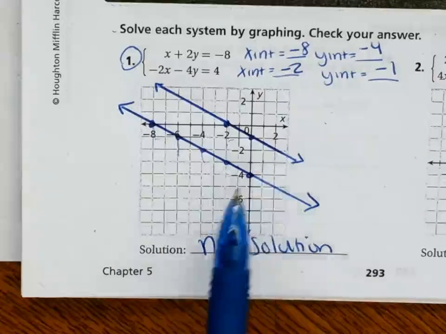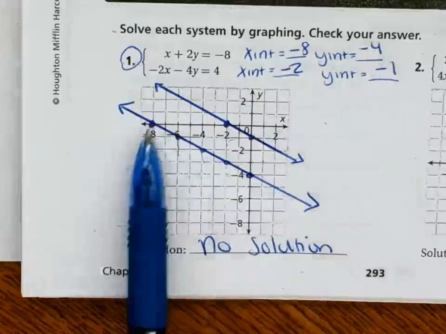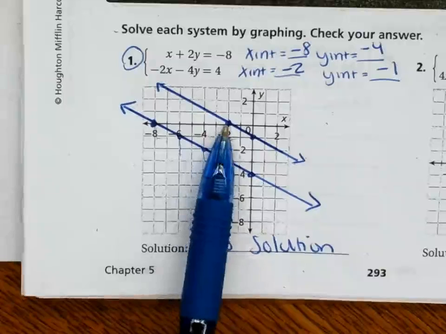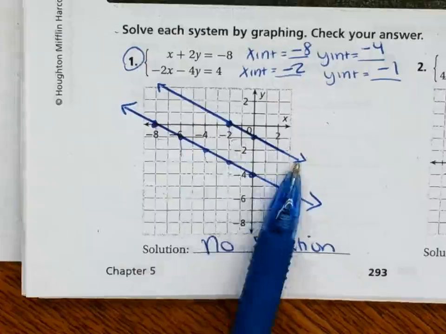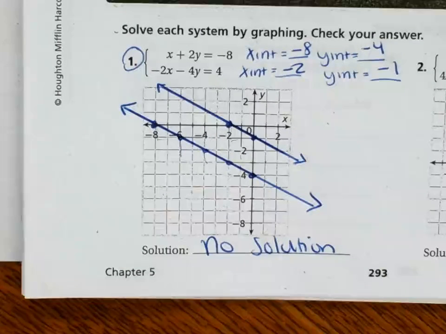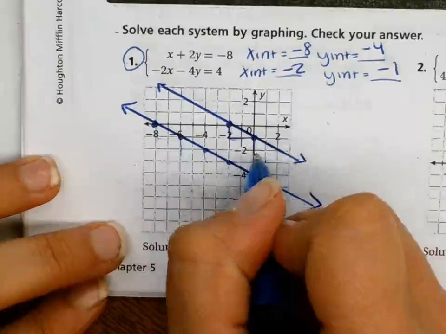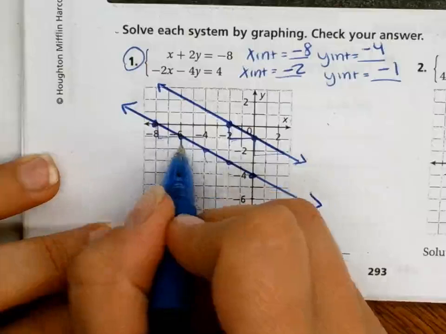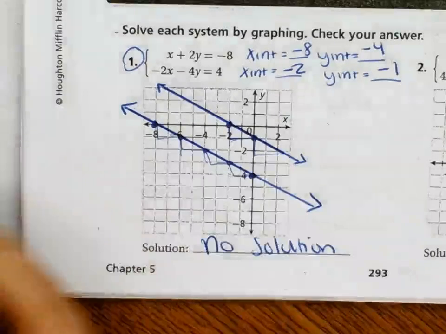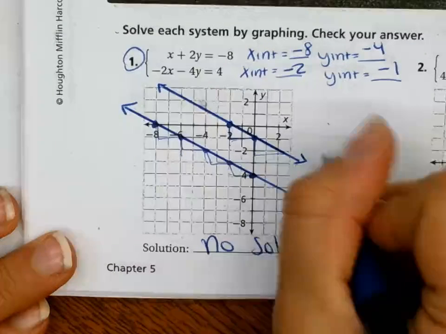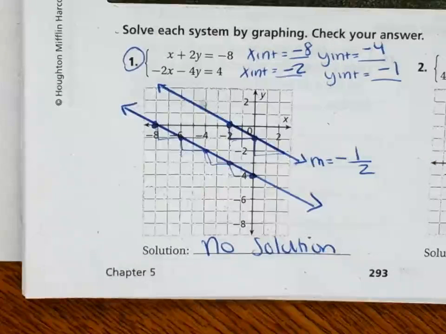So I go x, negative 8, y, negative 4, and I connect my dots. And then on the next one, I put negative 2 for my x-intercept and negative 1 for my y-intercept. I connected the dots. And then I want to just verify that they are indeed parallel. So I'm going down 1 over 2, down 1 over 2, right? So here, down 1 over 2, down 1 over 2. It definitely is both a slope of negative 1/2. Your slope on both of them is negative 1/2. So we know, yes, they are parallel. Therefore, there is no solution. There is nowhere that they cross each other.